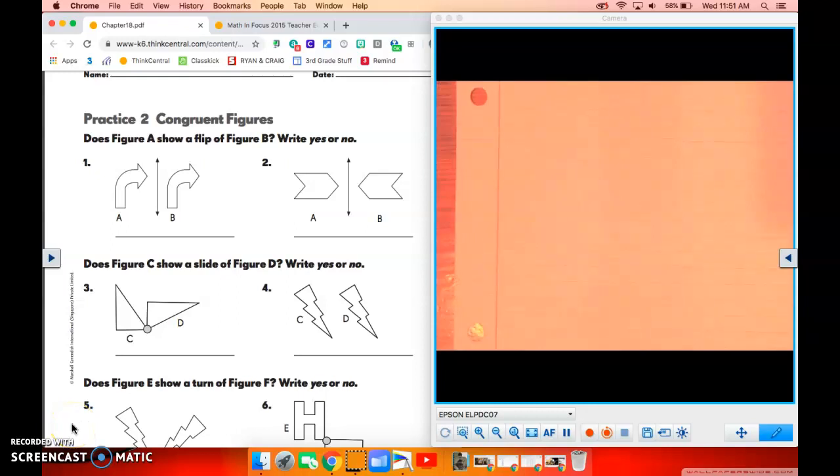Okay, boys and girls, here we go. Practice 2 of Chapter 18, Math. Questions 1 and 2. Does Figure A show a flip of Figure B?